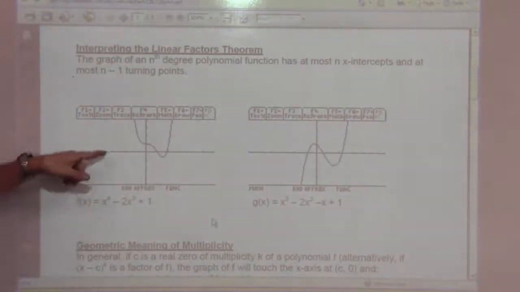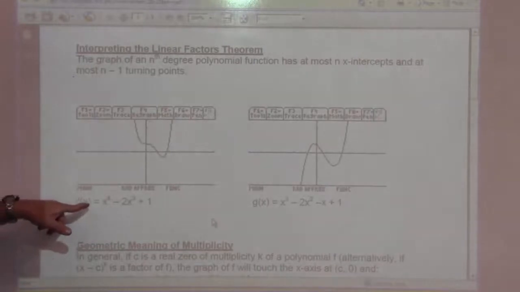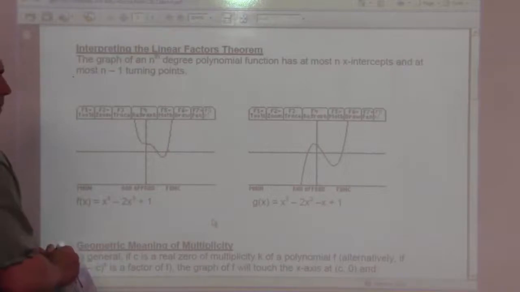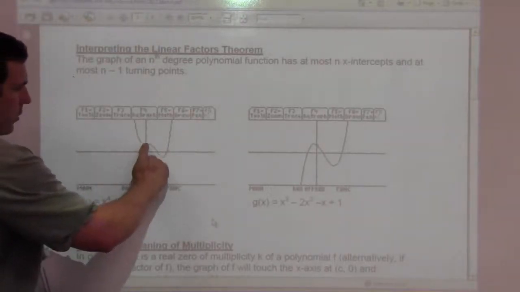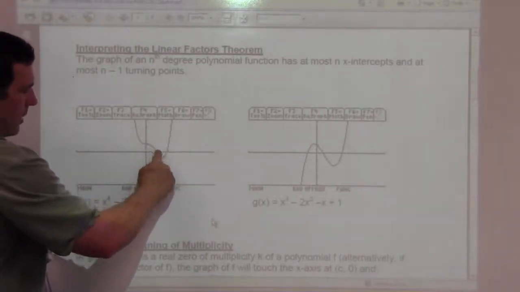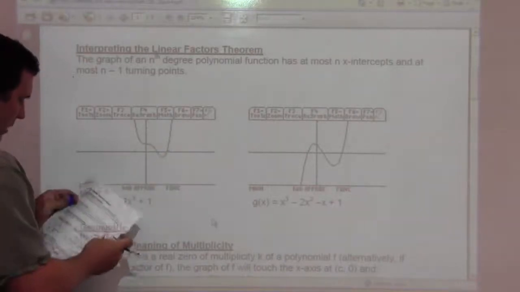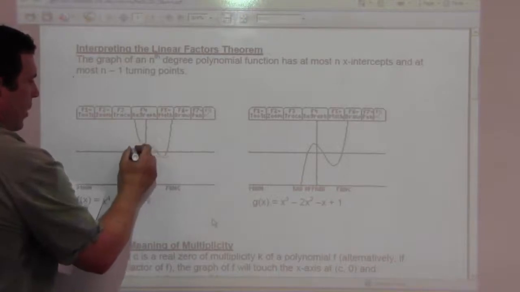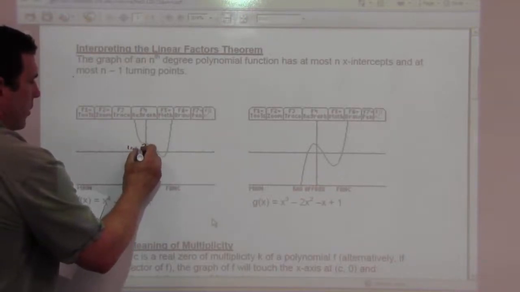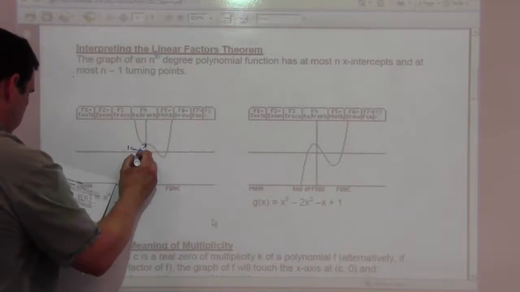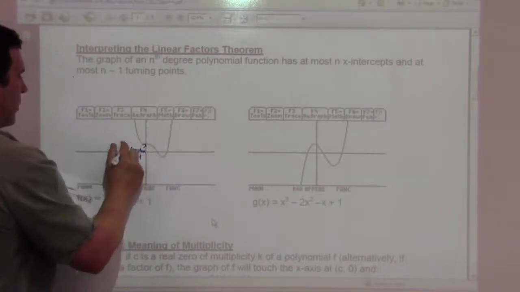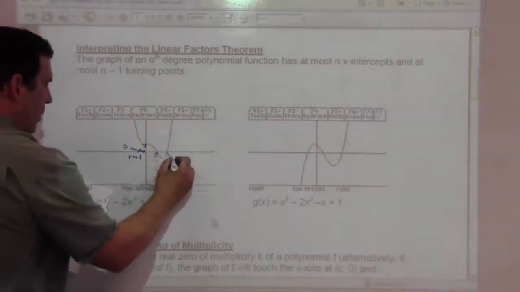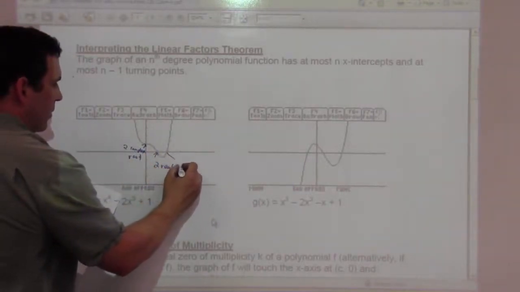So here's an example. I graphed f of x equals x to the fourth minus 2x cubed plus 1. So it comes down, turns up a little bit, then turns down again, then turns up again. So this part right here indicates there are two complex roots, and then you have two real roots.